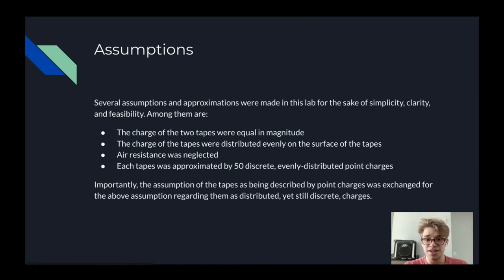Additionally, air resistance was neglected in the transit time in which the tape had to overcome the force of gravity. We did not consider the force of friction against the air molecules that it likely did experience in reality. Additionally, each tape was approximated not by one point charge, but in this case by 50 evenly distributed discrete point charges so that it could more accurately reflect the true to nature model of a perfectly distributed continuous charge, which is in fact not discrete.